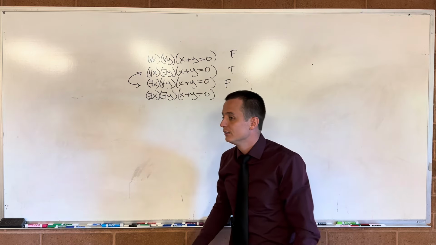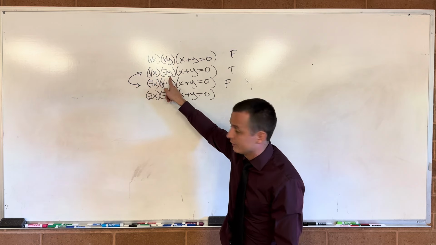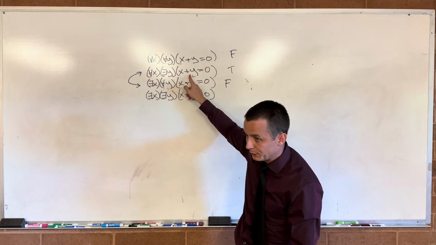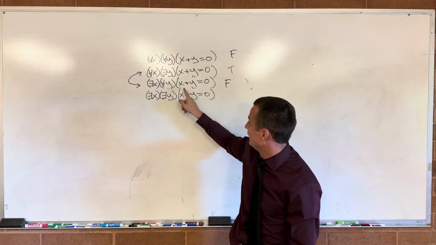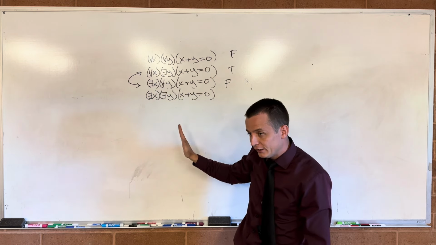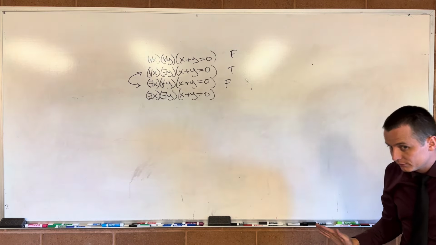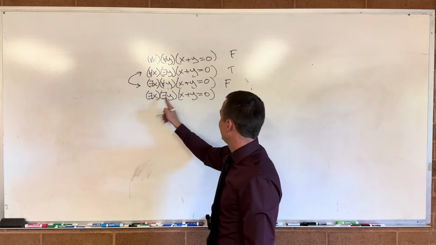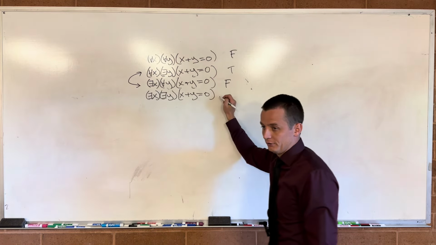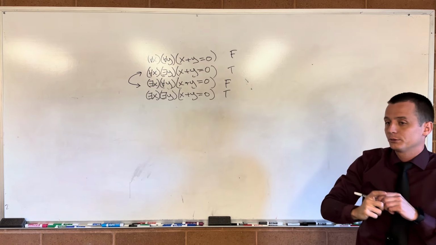But if you switch those, then it becomes true. This one says for every x, I can find a y such that x plus y equals 0. This one says I can find an x such that for every y, x plus y equals 0. They're saying very different things. So the order of quantifiers matters. Make sense? And then finally, there exists an x and there exists a y such that x plus y equals 0. True. You can find two numbers, x and y, such that x plus y equals 0.